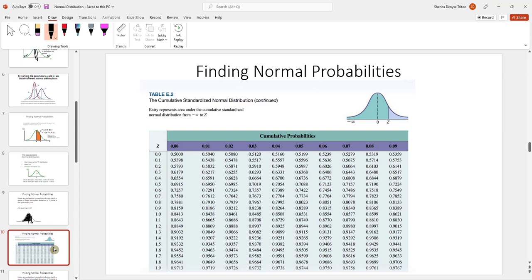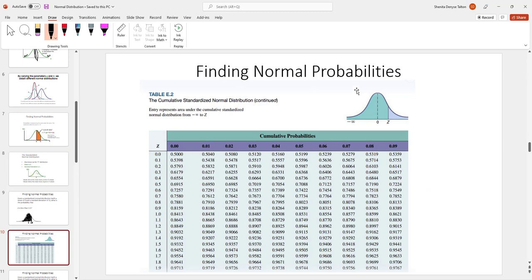This is not the whole table. These are just the positive z-scores, and then another one is the negative z-scores. This table gives you the area to the left of a z-value, and that's exactly what we're looking for. If you look at this picture up here, you see this little z, and it's shaded to the left. It gives you the area to the left.